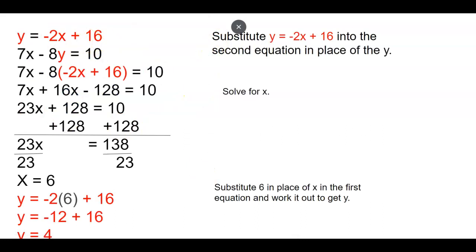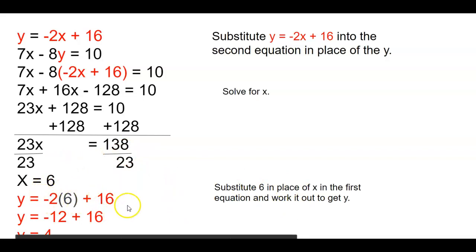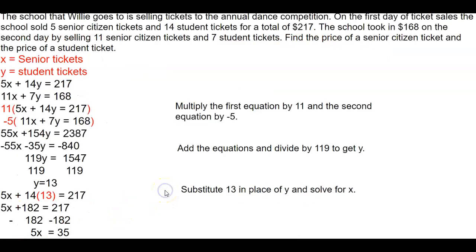Here I'm going to substitute the -2x plus 16 in place of y in the second equation. So I get 7x minus 8 multiplied by -2x plus 16 equals 10. And then I solve that for x, and I get x equals 6. I substitute 6 back in my equation, and I solve for y. I get y equals 4.